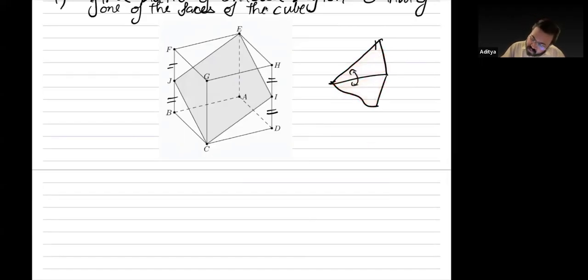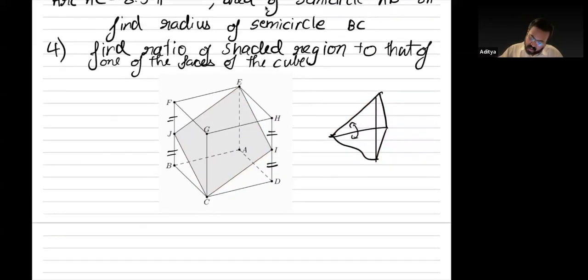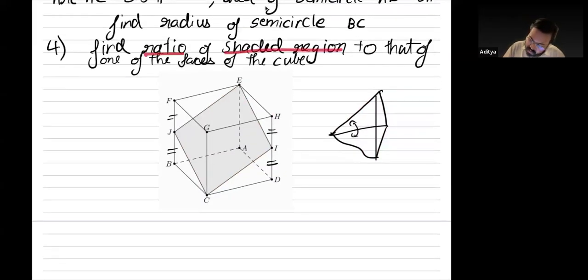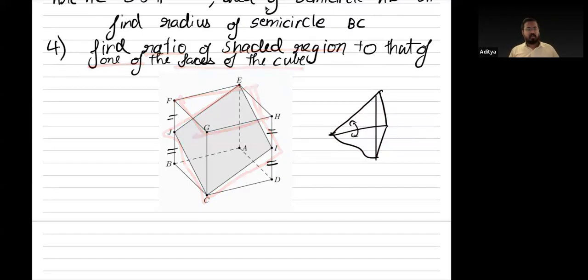If you want to visualize this, this is the tetrahedron that I'm talking about. There, if I try to make a region with these 4 points, it doesn't become a 2D shape. Here it is a 2D shape, it is a rhombus. Now you have been asked to find the ratio of the shaded region, which is this rhombus, to one of the faces of the cube, which is any of these.